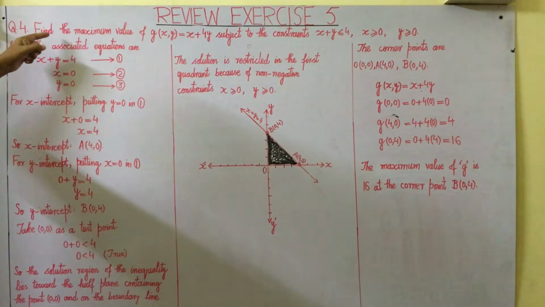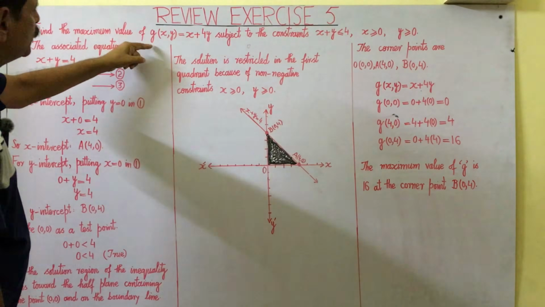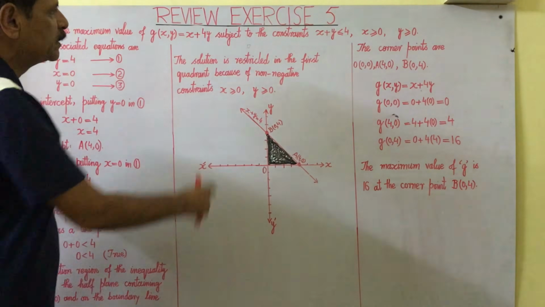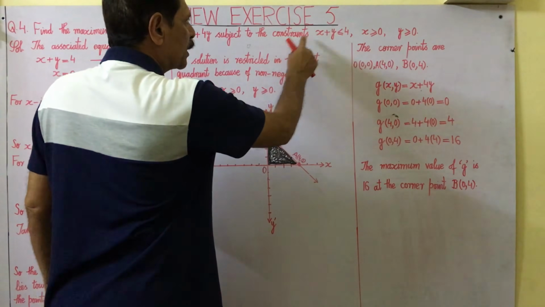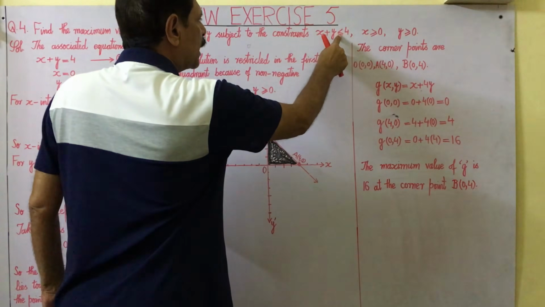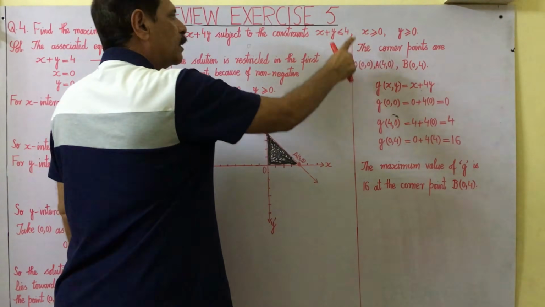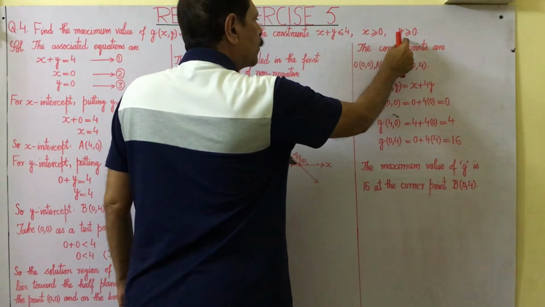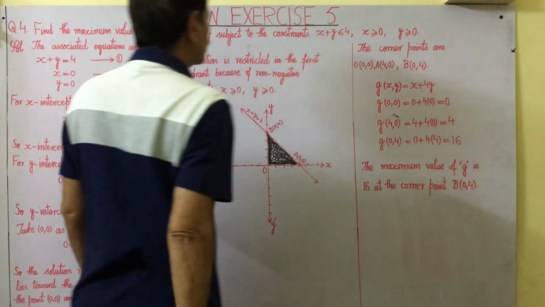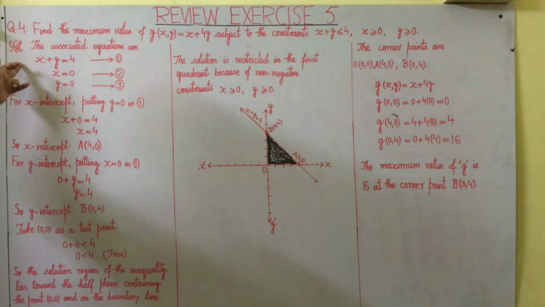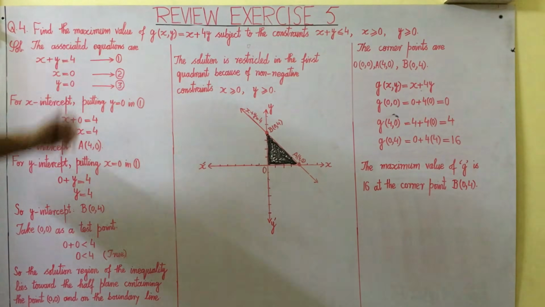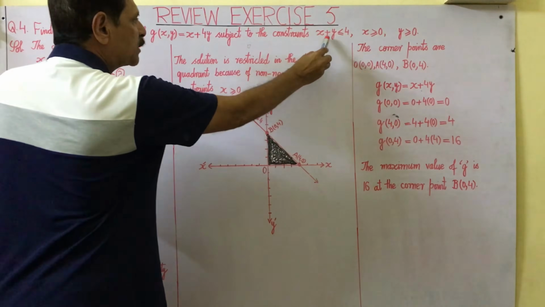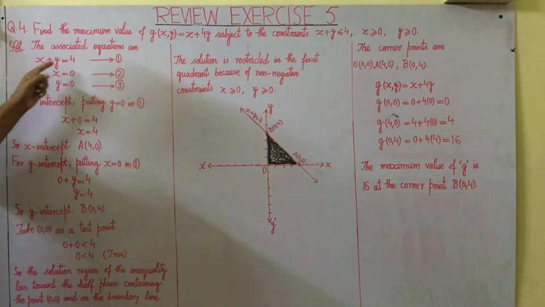Question 4. Find the maximum value of g(x, y) = x + 4y subject to the constraints x + y ≤ 4, x ≥ 0 and y ≥ 0. Solution. The associated equations, or you can say the corresponding equations, are x + y = 4.